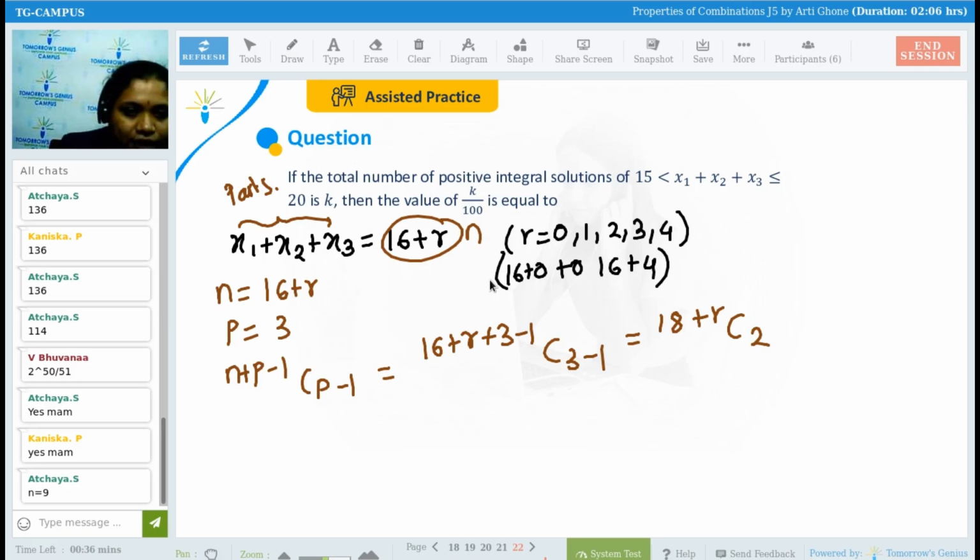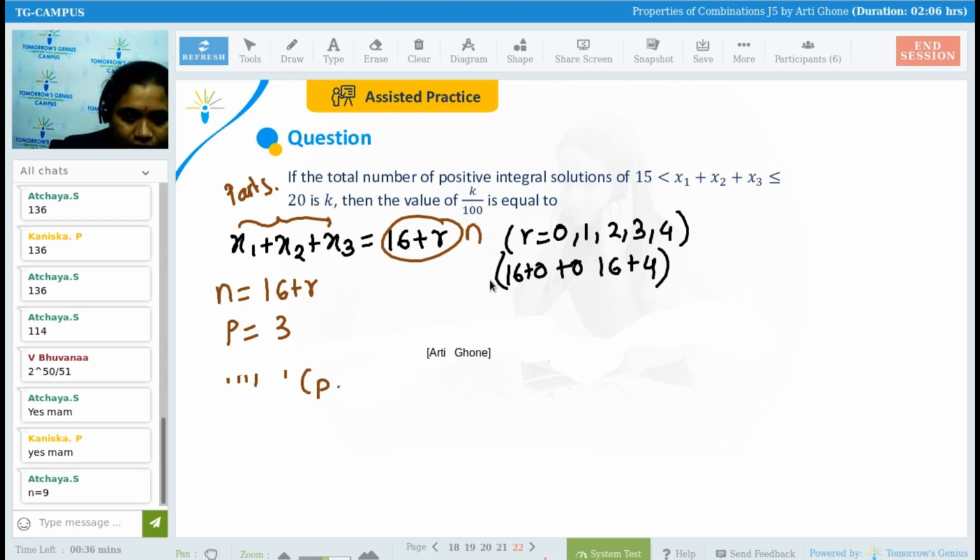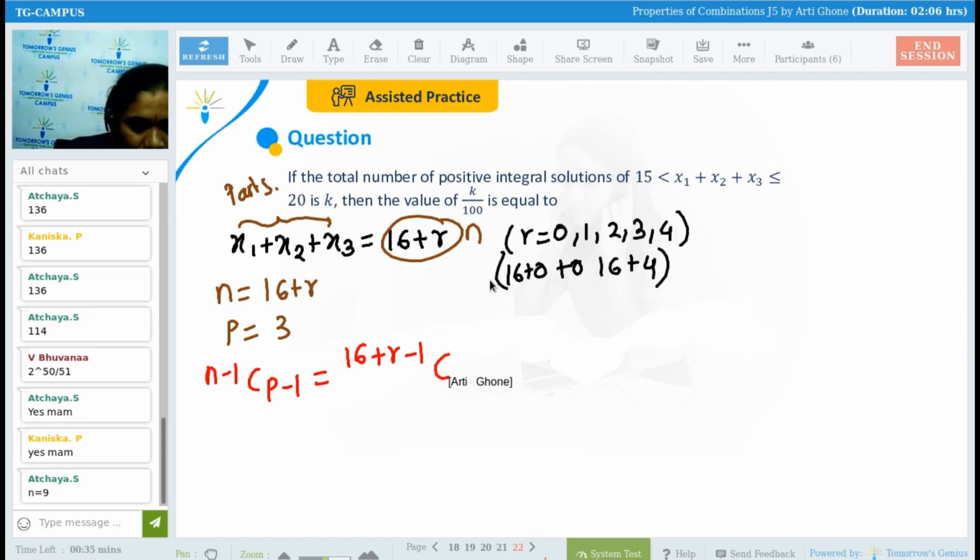Now one more thing: there is a change in the Beggars formula for this particular case. Pay attention, because this is what students mostly miss. Instead of the formula n plus p minus 1, the formula is changed to n minus 1 c p minus 1. Why is this done? We are excluding some things from this. Now what is the exact calculation? It is 16 plus r minus 1 c 3 minus 1, so the answer will be 15 plus r c 2.